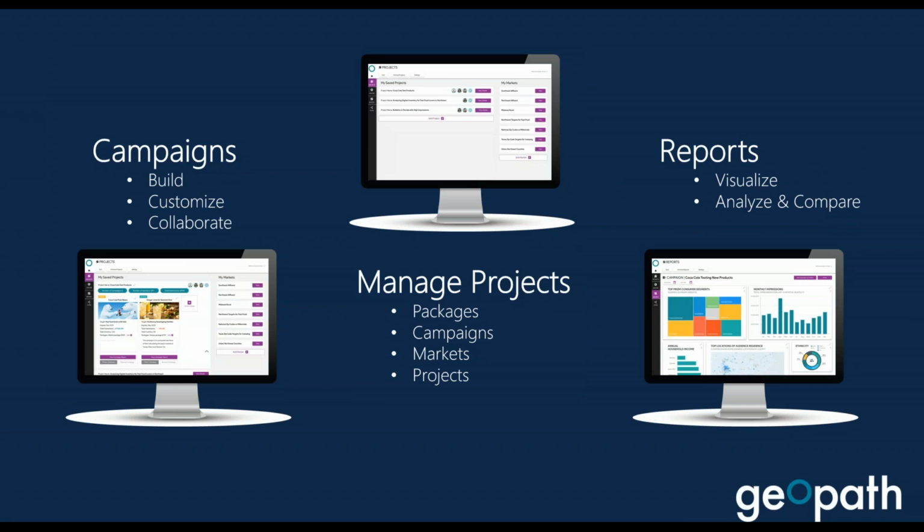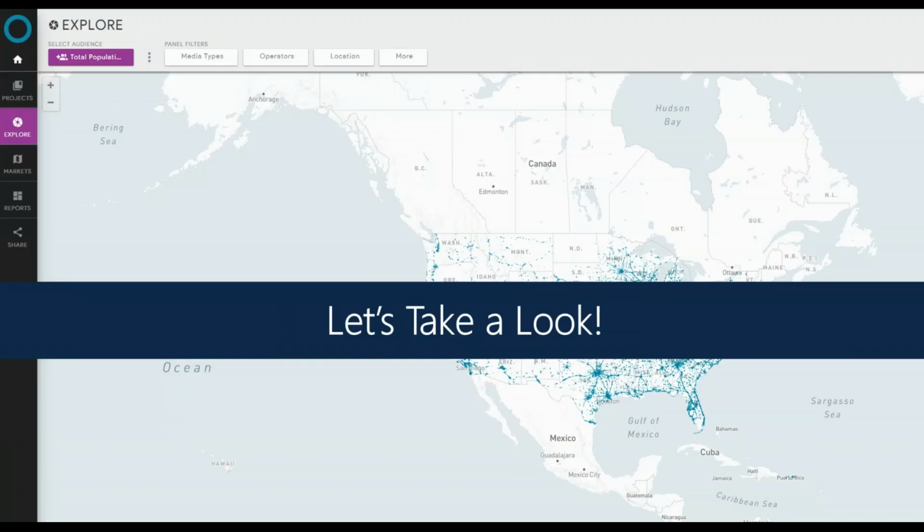Also want to let you know, as I said, the Explore portion of the tool is open and available for you to explore, but we are building other aspects. So the ability to build and customize and collaborate on campaigns, as well as project management. So manage packages and markets, as well as projects, and share those amongst your team as well for collaboration. And then the reporting aspects of the tool. So being able to visualize different audiences, different audience delivery, as well as analyzing and comparing different attributes of inventory as well.